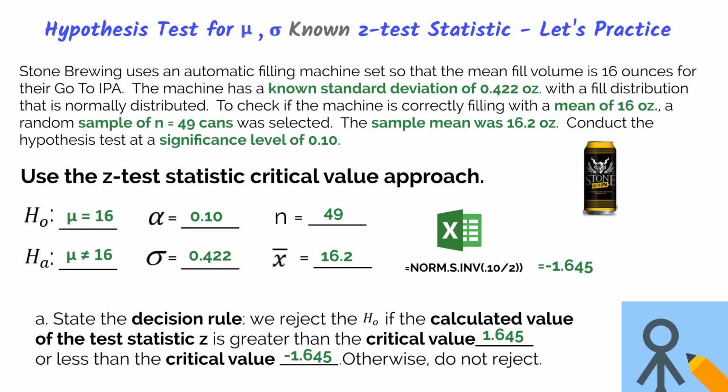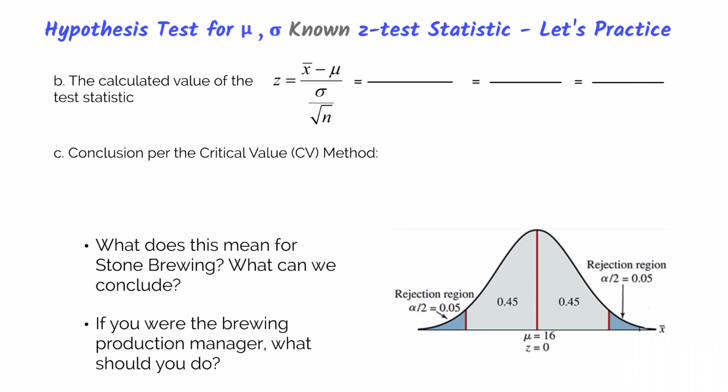We can then just plug in the values and state that the decision rule here is we will reject the null hypothesis if the calculated test statistic is greater than the critical value of 1.645 or less than the critical value of negative 1.645. Otherwise, we do not reject. So in part B, we need to find the calculated value of the test statistic. Here is the Z formula again, and we just need to plug in the values and solve.